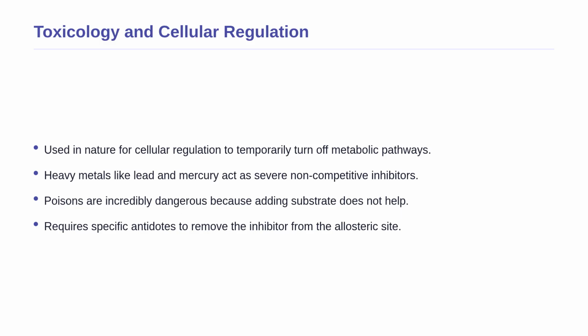However, in toxicology, heavy metals like lead and mercury act as severe non-competitive inhibitors. They bind to critical enzymes in the nervous system and shut them down. Because adding more substrate does not help overcome this blockade, these poisons are incredibly dangerous and difficult to treat. Understanding this mechanism allows scientists to develop specific antidotes that target and remove the inhibitor from the allosteric site, restoring the enzyme's function.